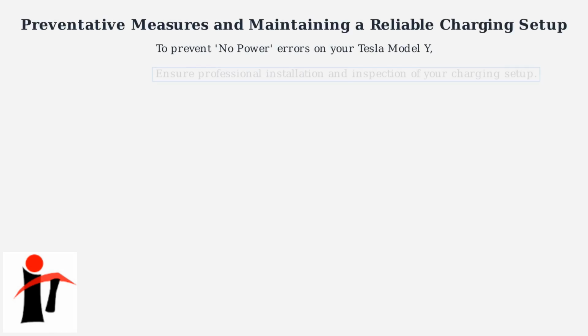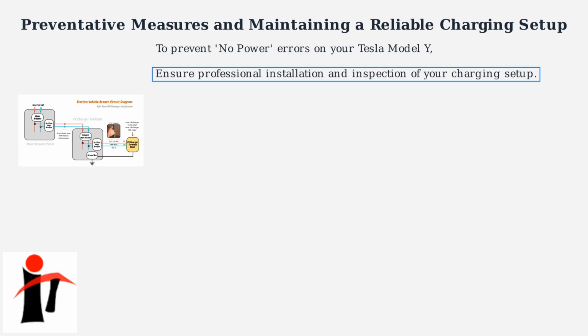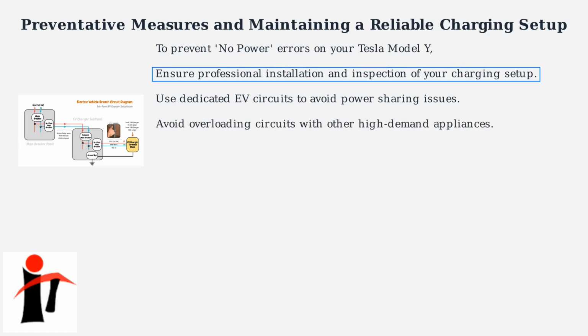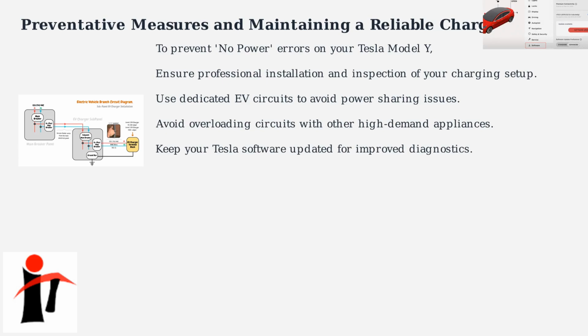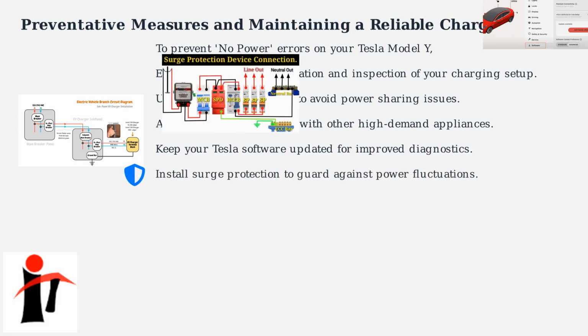To minimize no power errors on your Tesla Model Y, focus on preventative measures. Start with professional installation and inspection of your home charging setup by a certified electrician. Use dedicated EV circuits that aren't shared with other household appliances to prevent power conflicts. Avoid overloading circuits by not running high-demand appliances simultaneously with charging. Regularly update your Tesla software to benefit from improved diagnostics and error prevention features. Consider installing surge protection devices to protect your vehicle and charger from power fluctuations and electrical surges.